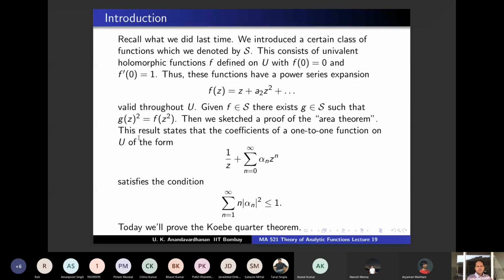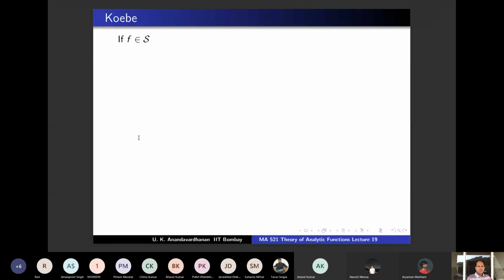So today we will prove the Koebe quarter theorem. So this is the theorem. Suppose f is such a function. What does this mean? It's a function injective on U, f of 0 is 0, f prime 0 is 1, and therefore it has a power series valid throughout U of the form z plus a2 z square plus etc. And then the result is that mod a2 is less than or equal to 2.